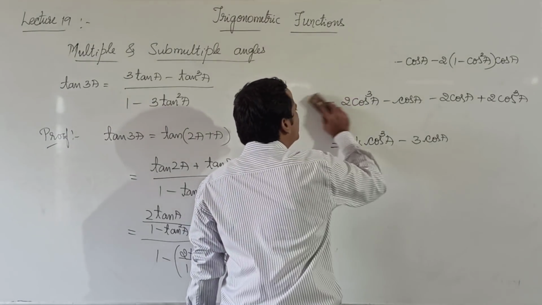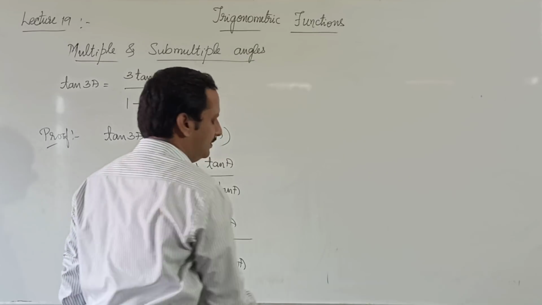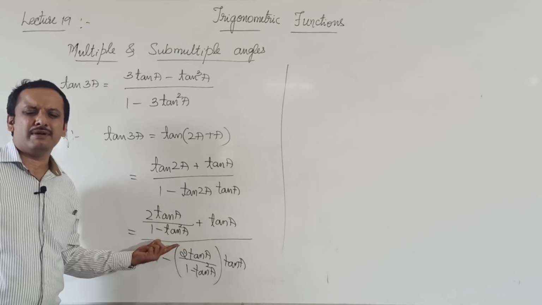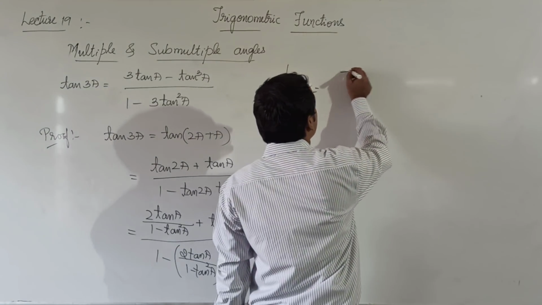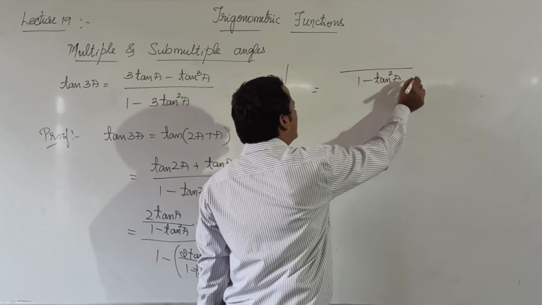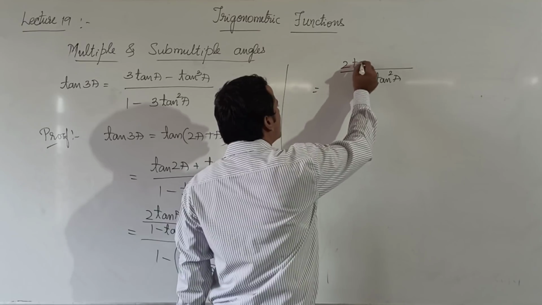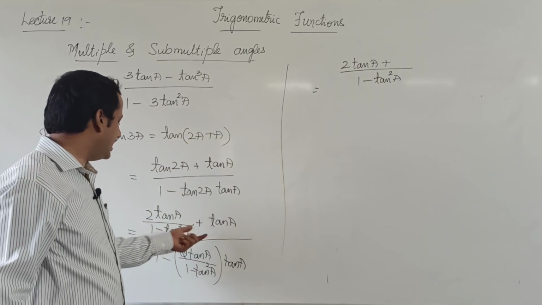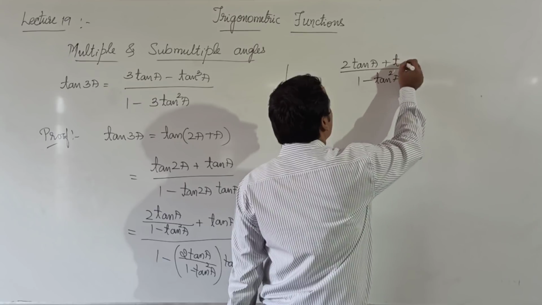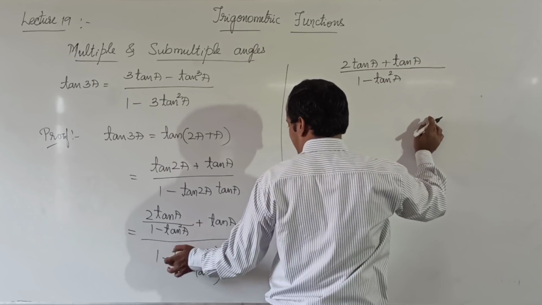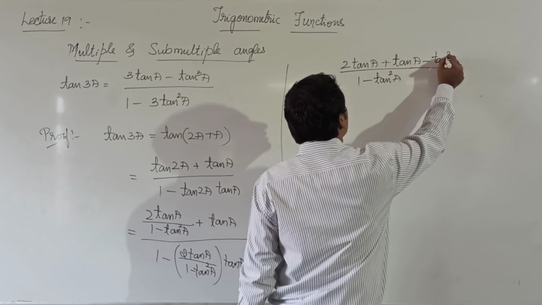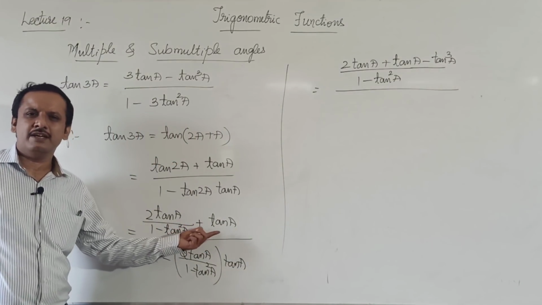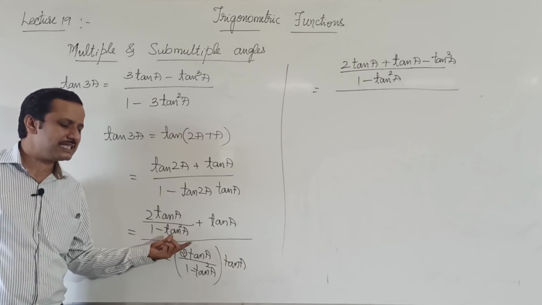Now here we will simplify. I'll take the LCM as 1 minus tan square A. The numerator is 2 tan A plus tan A into 1 minus tan square A. Tan A into 1 minus tan square A will become tan A minus tan cube A. Tan A into 1 is tan A, and tan A into minus tan square A will give you minus tan cube A.